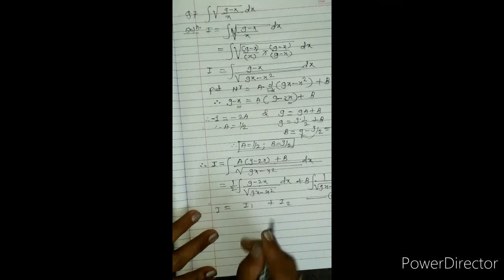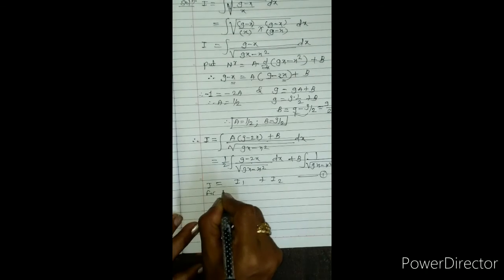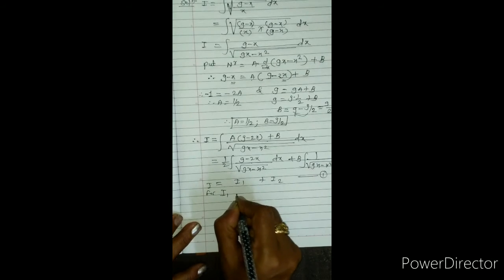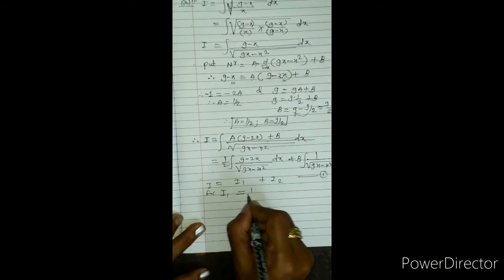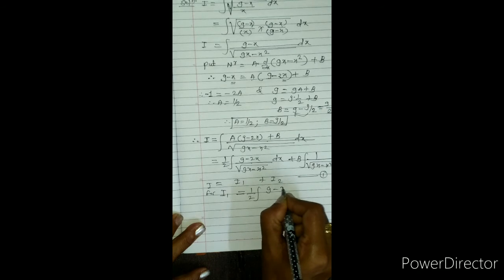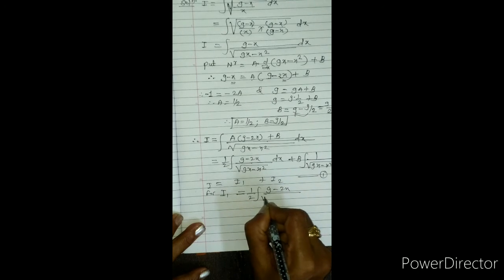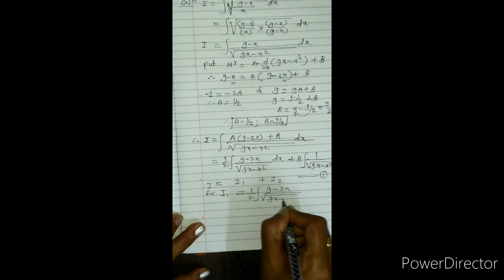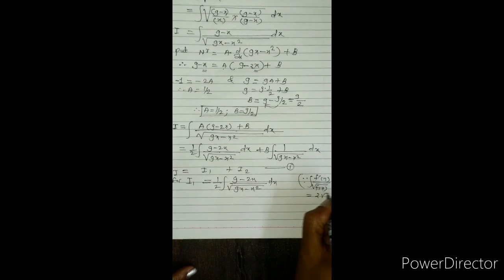This is our answer. But here I1 is nothing but of the type f dash x upon root fx. Now for I1, we take the value half, 9 minus 2x upon under root of 9x minus x square, integral with respect to x. This is of the type integral f dash x upon under root of fx, for which we get the answer as 2 times root fx.